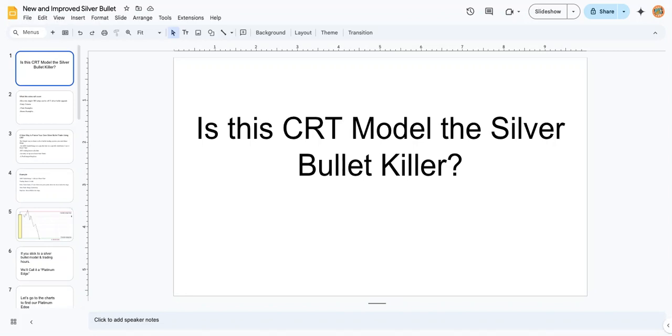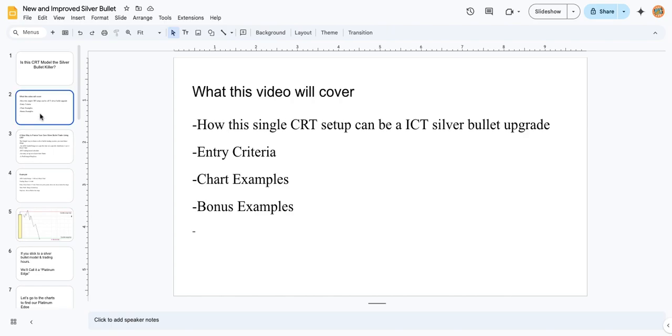Candle range theory trader back with you with another video on: is this candle range theory model the silver bullet killer? So let's not waste time and get into it. What this video is going to cover is how this single candle range theory setup can be the ICT silver bullet upgrade killer, however you want to put it.